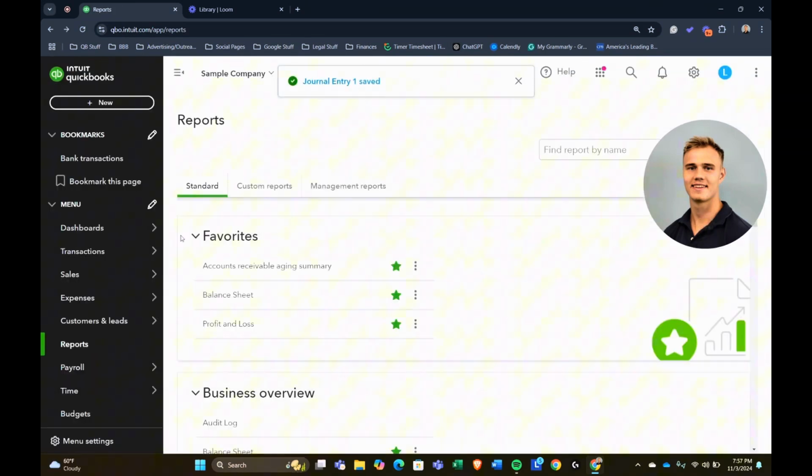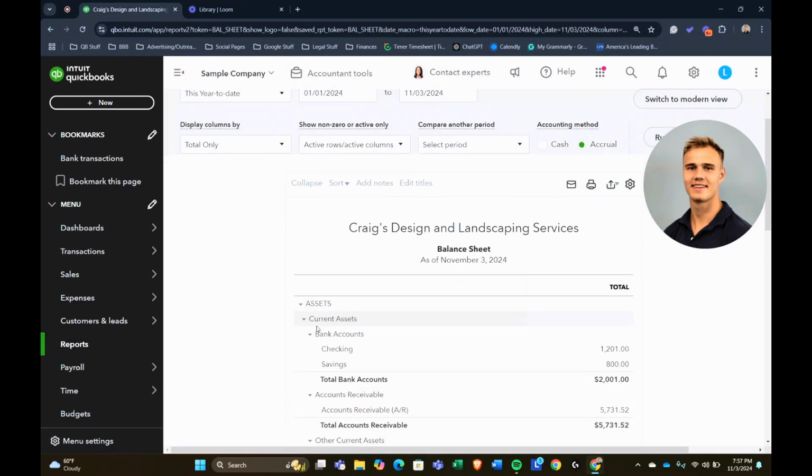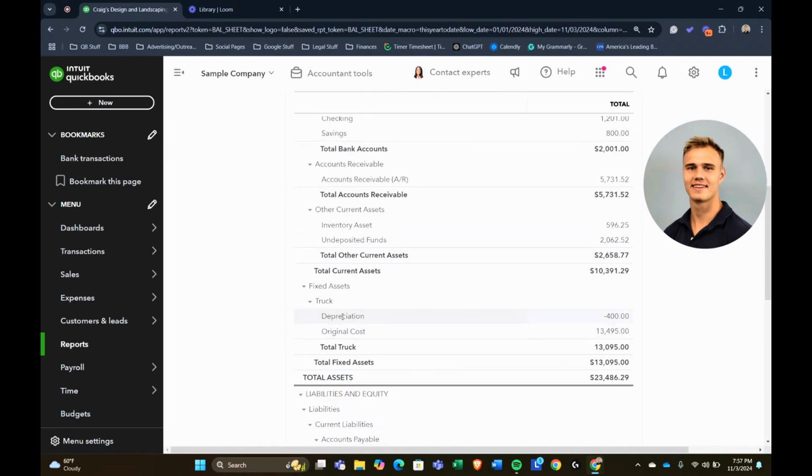Now, if we exit out, I just want to show you the financials real quick. Let's go to the balance sheet. If we scroll down, we have our assets and we have our truck. We can see this depreciation that's tied specifically to the truck. As I mentioned, it's a contra asset. So we increased that account by 400, but in the balance sheet we actually see this negative 400, because it's a little bit of a weird account. The higher it is, the more it decreases the value of the truck, which kind of makes sense when you think about it. You're increasing the amount of value that you take away from the truck. So now we see it's $400 less compared to its original cost, giving us a total truck cost of $13,095.